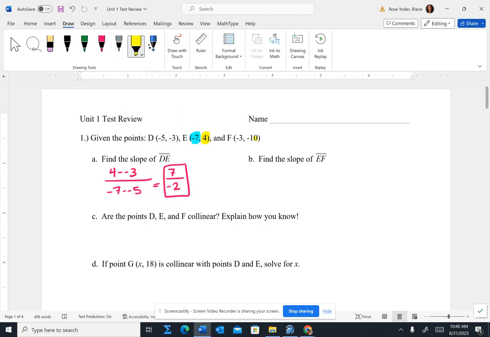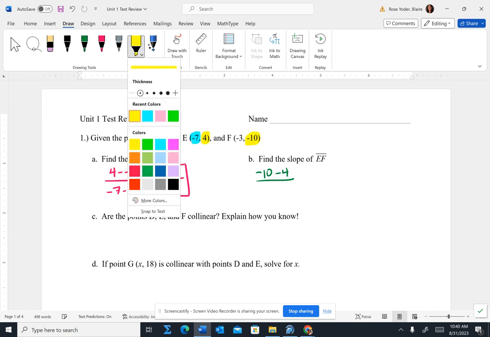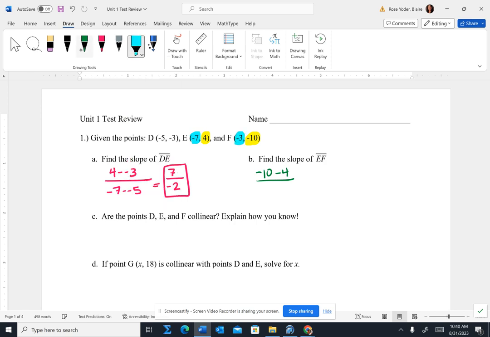So first you want to start with the y's. So let's do y2 minus y1. Then next you want to do the x's. So let's do x2 minus x1. Negative 10 minus 4 is negative 14. Negative 3 minus negative 7 is like negative 3 plus 7, so it's 4.